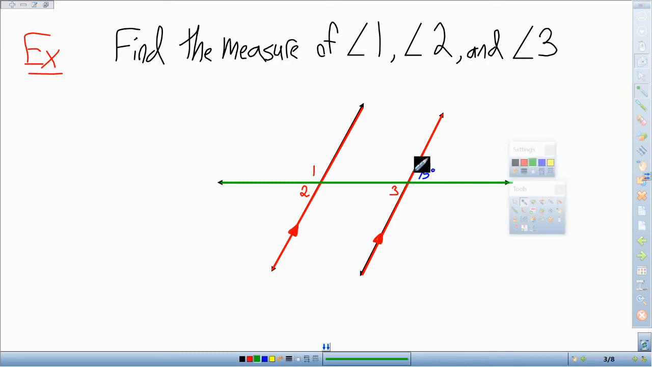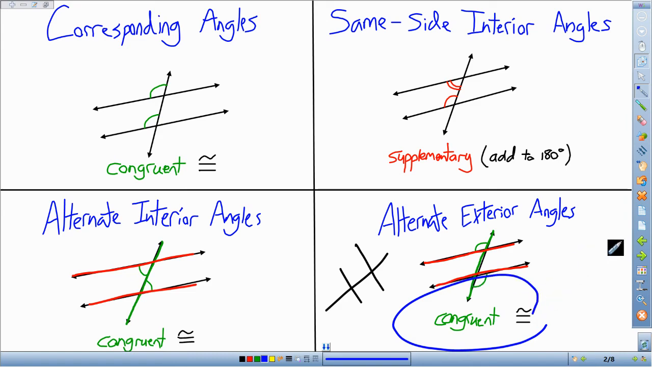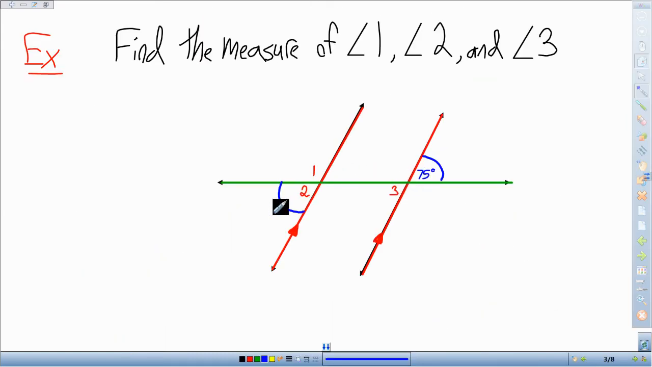First thing we know is that this angle right here is 75 degrees. There are a few things we could do. Let's point out what other angle we could find using the four pairs of angles that we've been learning. Here's what I noticed. This 75-degree angle and this angle 2 are alternate exterior angles. And I know alternate exterior angles are congruent. They're the same. So if this one's 75 degrees, I know that angle 2 is also 75 degrees.